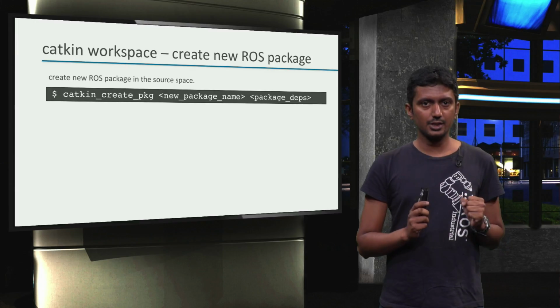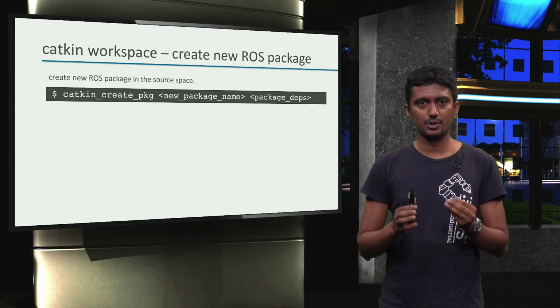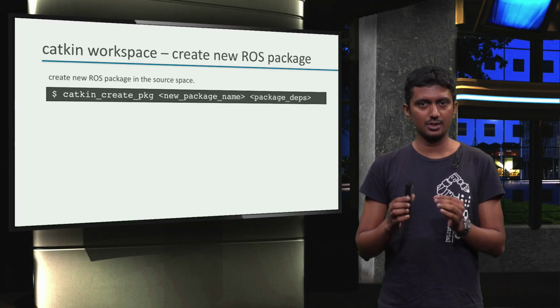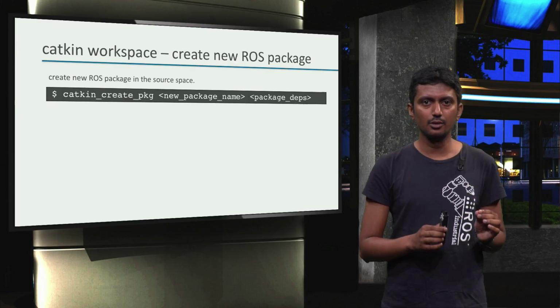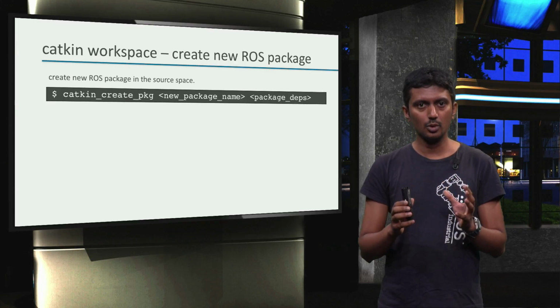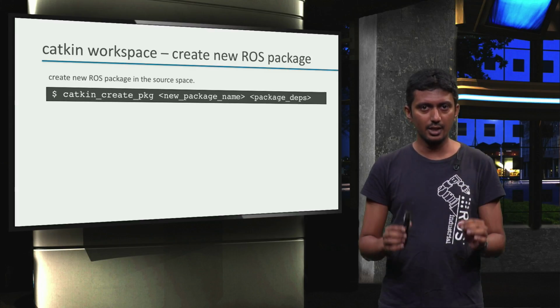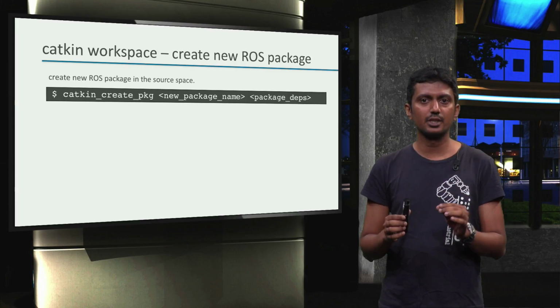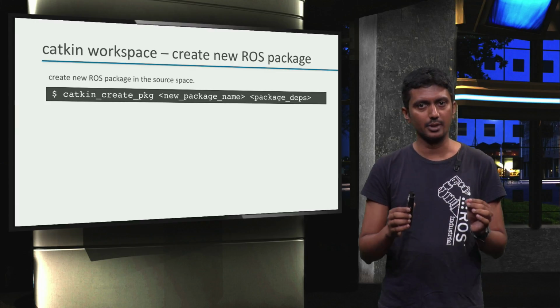A new ROS package can be created using the command catkin_create_pkg, new package name, new package dependencies. Just as a side note, for those of you who are unfamiliar with the way the commands are shown, the text in the angle brackets needs to be replaced with the actual name you want to use, and the angle brackets are to be removed.